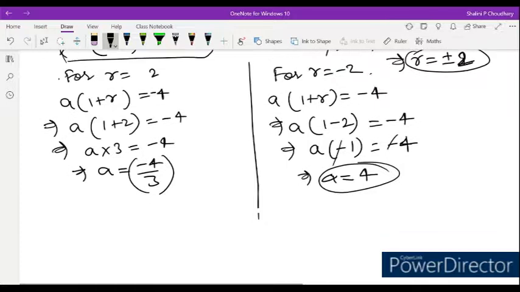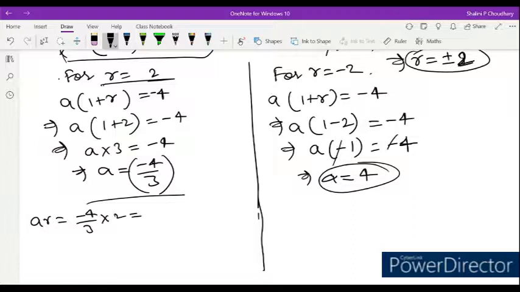Now for these two we have to find out the values. We need all the values: first term, third term, till fifth term we have to find out. So for this one, R is equal to 2 and A is equal to minus 4 upon 3. So the first term is A, that is minus 4 upon 3. Second term is AR, that is minus 4 upon 3 into 2, that will be minus 8 upon 3. AR square will be minus 4 upon 3 multiplied by 4, so it will be minus 16 upon 3.